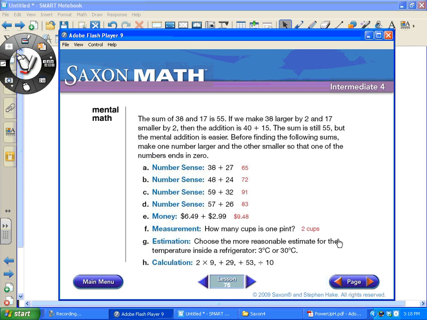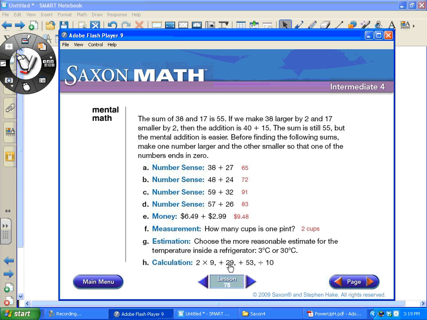Choose the more reasonable estimate for the temperature inside a refrigerator, 3 degrees Celsius or 30 degrees Celsius. And remember, we're in Celsius, so the freezing point for Celsius is 0. Now, 3 degrees is a little bit above freezing, so your things will get really cold without freezing. Now, 30 degrees Celsius, that's pretty warm. I don't know about you, but I want things inside my refrigerator to be nice and cold, and 30 degrees Celsius is not cold.